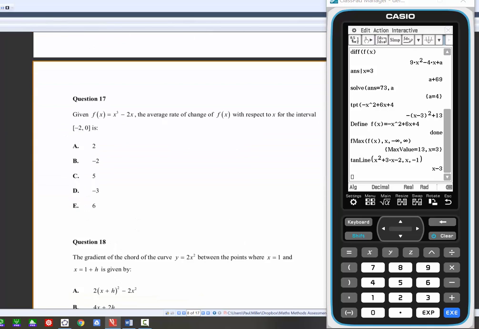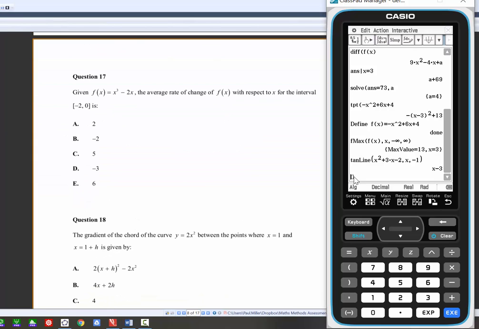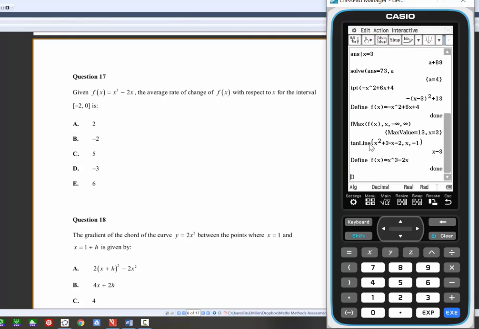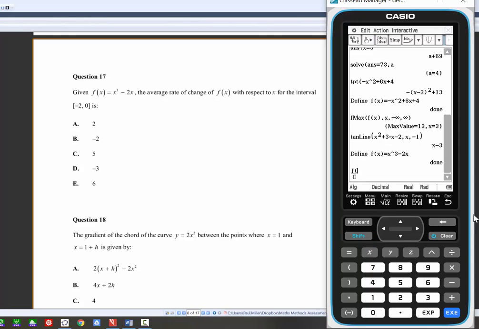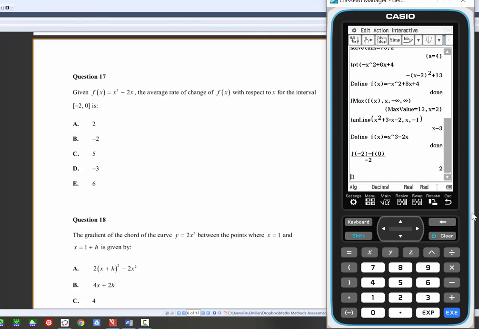Average rates, okay, not to be confused with average value of a function. I think these are best done with function definitions. And what we're going to do is just use y2 take y1 over x2 take x1. So I'm going to do the y values, which is f of -2, take away f of 0, all over -2 take 0, which is -2, and we get 2. Oops, wrong side of the stylus.